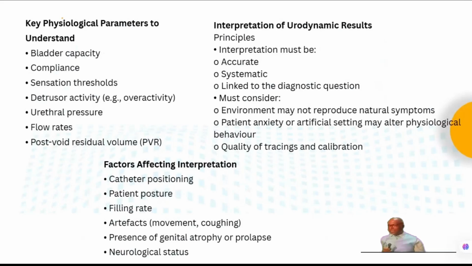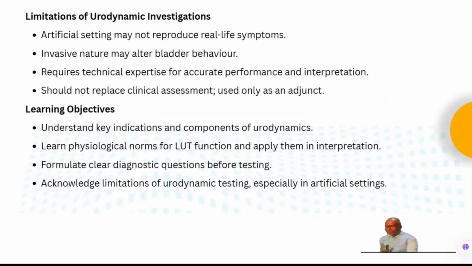So what are the factors affecting the interpretation? One is catheter positioning. Second, patient's posture, filling rate, artifacts, movement, coughing, etc. Then presence of genital atrophy or prolapse, and neurological status. So these are the factors which will affect the interpretation.